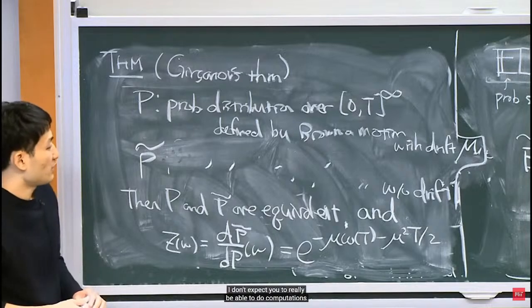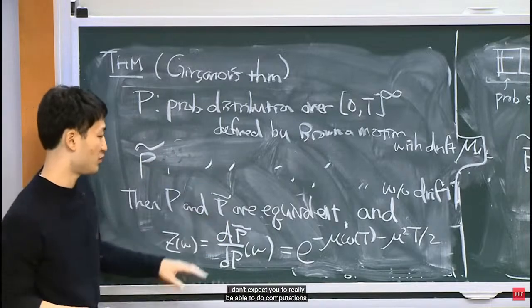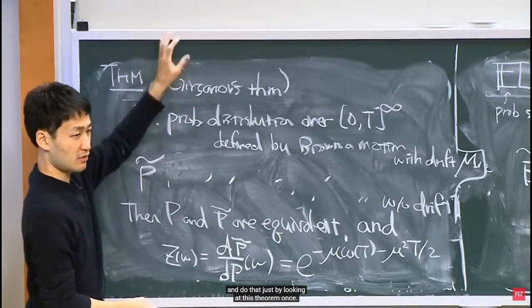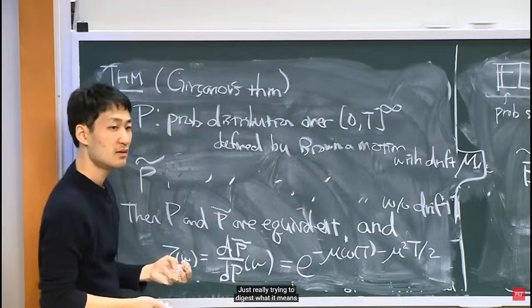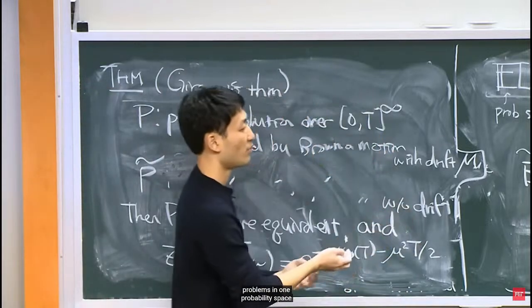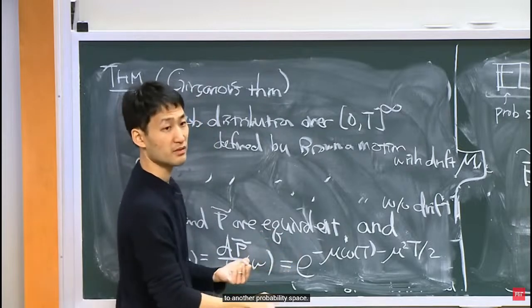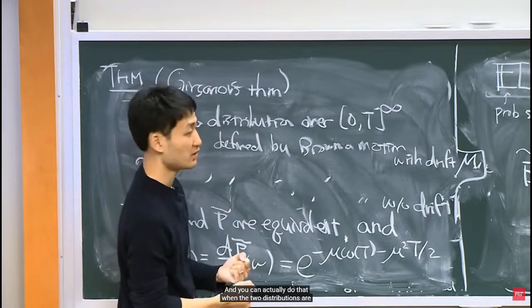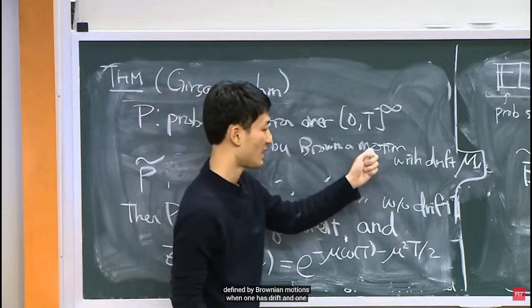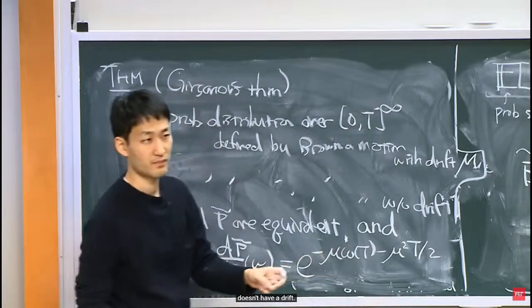So I don't expect you to really be able to do computations just by looking at the theorem once. So just really try to digest what it means and understand the flavor of it, that you can transform problems in one probability space to another probability space. And you can actually do that when the two distributions are defined by Brownian motions, when one has drift and one doesn't have a drift.